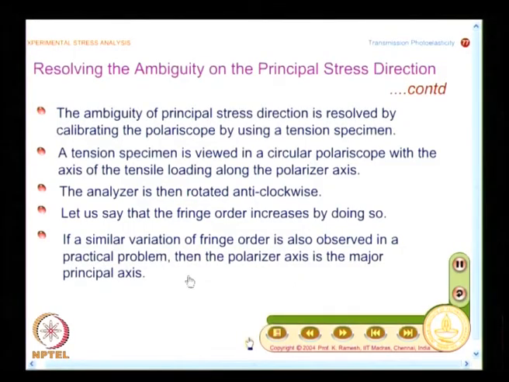What is summarized here is, if a similar variation of fringe order is also observed in a practical problem, then the polarizer axis is a major principal axis. So, you need to have some kind of calibration of the polariscope. I said this is part and parcel of any experimentation. If you want theta for the major principal stress direction and minor principal stress direction to be determined, that kind of association needs to be done.